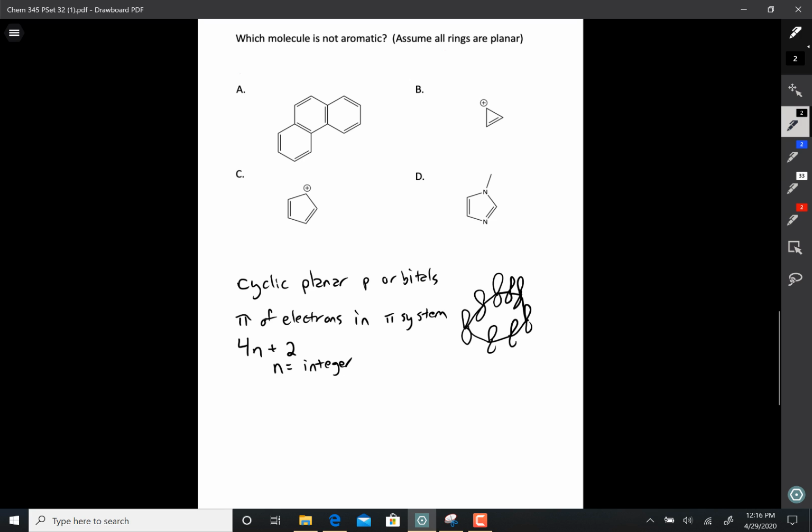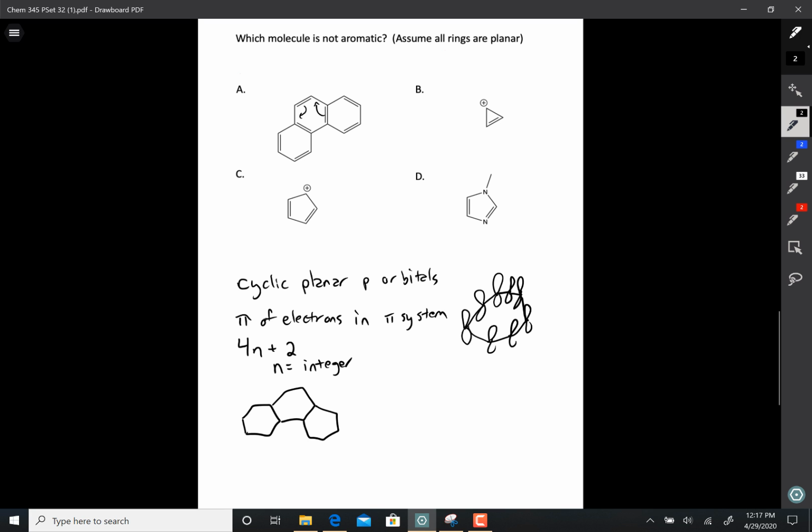if we take a look at A, we have 3 rings. And when you have 3 rings instead of just 1, you need to draw different resonance structures until you can get all the pi bonds along the periphery. And so you can do that if you move these electrons here, these electrons here.